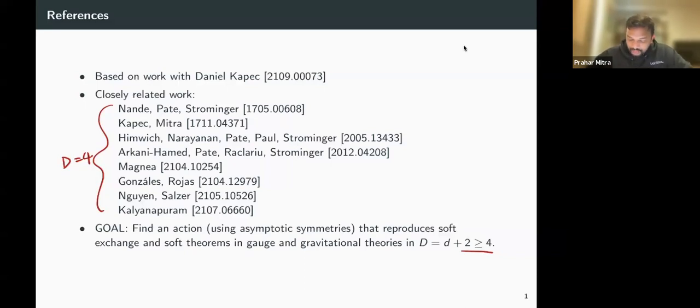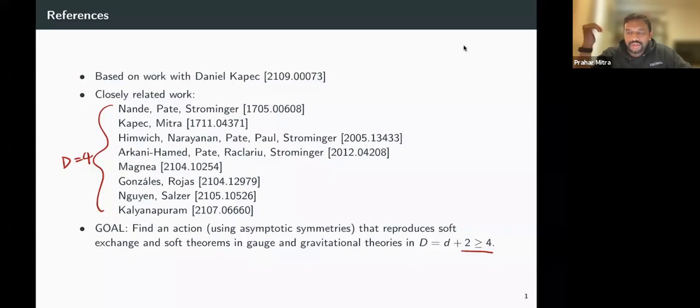Though you might ask, if I'm interested in soft exchange, it is usually trivial in higher dimensions because there are no infrared divergences. That is true, but you still have contributions from soft photons if I don't take the energy cutoff all the way down to zero. If I take the infrared cutoff all the way down to zero, then the contribution of soft photons is trivial. But if I don't do that, you still get some non-trivial contributions.